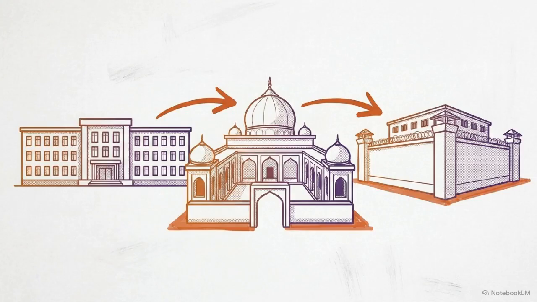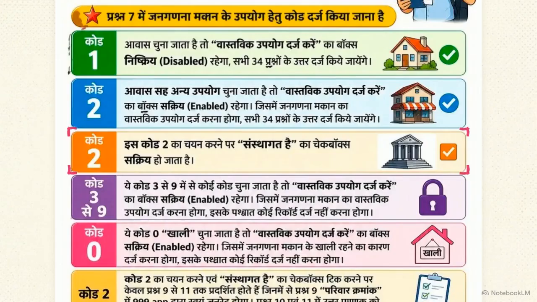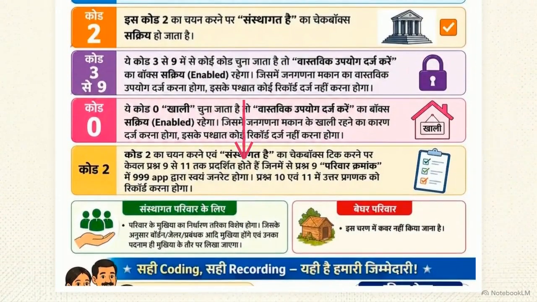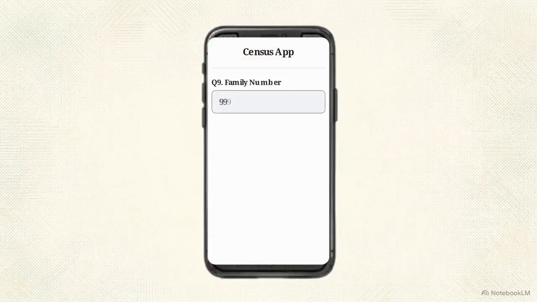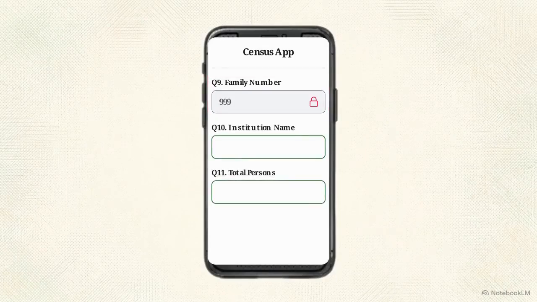There's one major exception built into the Code 2 process. Use it when dealing with institutional housing, like a hostel, an ashram, or a jail. When you select Code 2 for these properties, select the Institutional checkbox. This hides most of the survey, leaving only questions 9 through 11. It also triggers an automation. For question 9, the family number, the app automatically generates 999. Leave that 999 exactly as it is. Your only job here is to manually enter the data for questions 10 and 11.